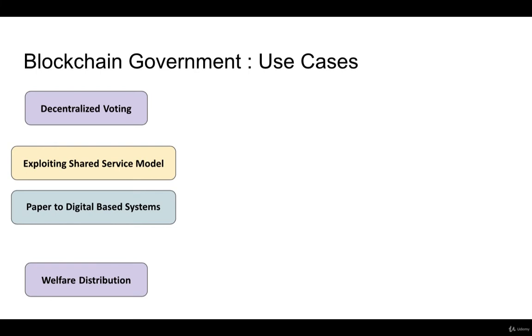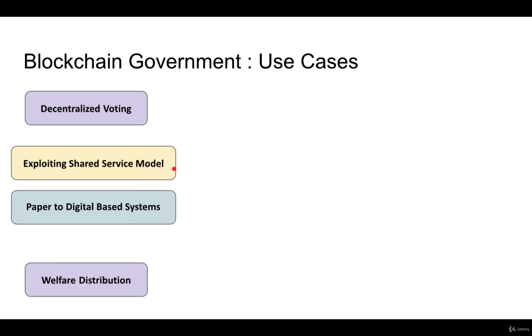Votem, Democracy Earth, and Follow My Vote are basically working on preparing a voting platform on blockchain. You can also have another use case in the government sector, which is exploiting the shared service model. So, what exactly do you mean by shared service?